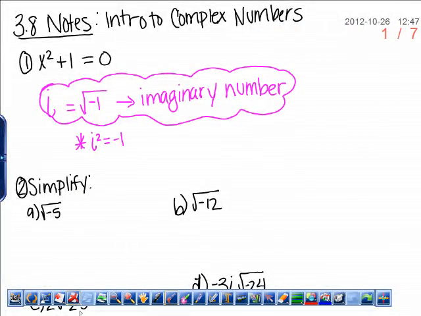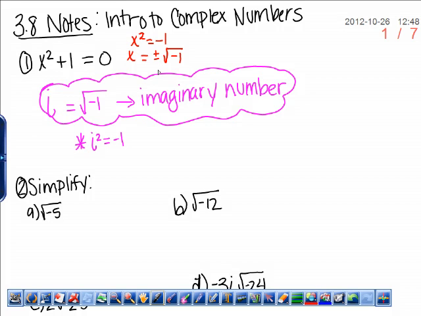Alrighty, so today we're going to start talking about complex numbers, okay? As of yesterday, when I gave you the equation x squared plus 1 equals 0, we would say x squared equals negative 1, and x equals plus or minus the square root of negative 1. Yesterday I said we had to stop, and there are no real solutions. Okay?